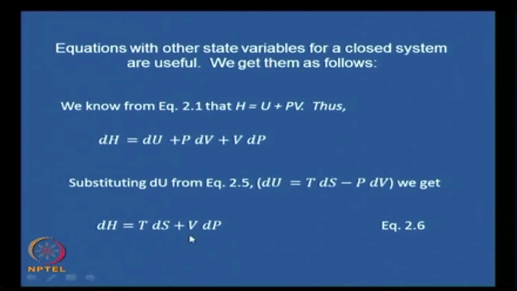Let us stay with this for the time being. This is a useful relationship for a closed system, dH equals TdS plus VdP, as represented by equation 2.6, and in the next class I will show you how to get the other relationships and move forward.